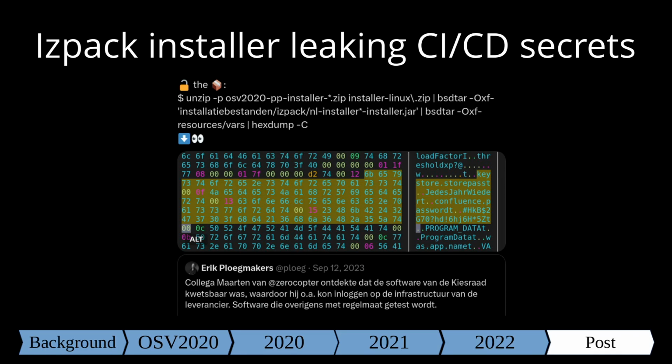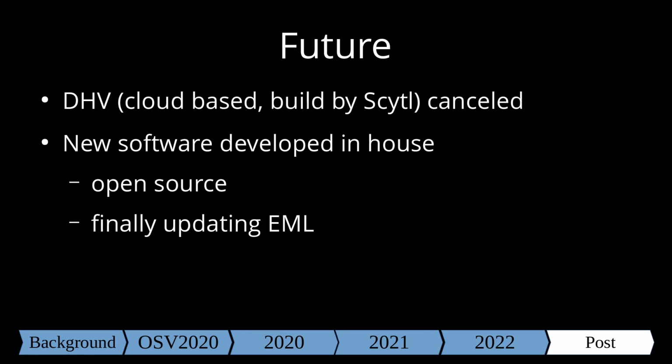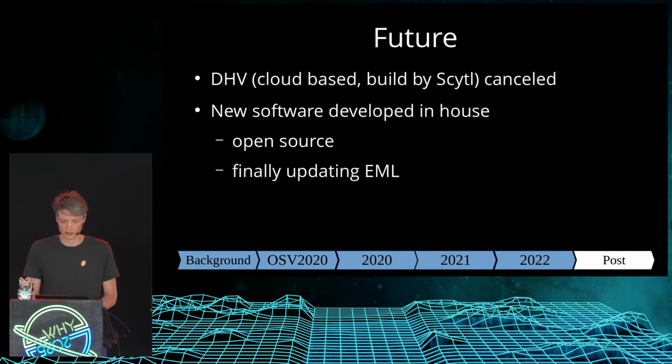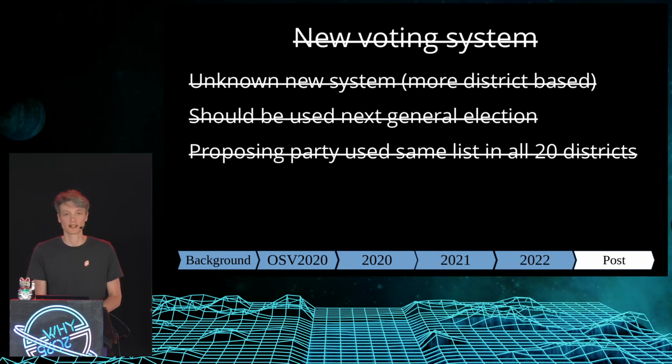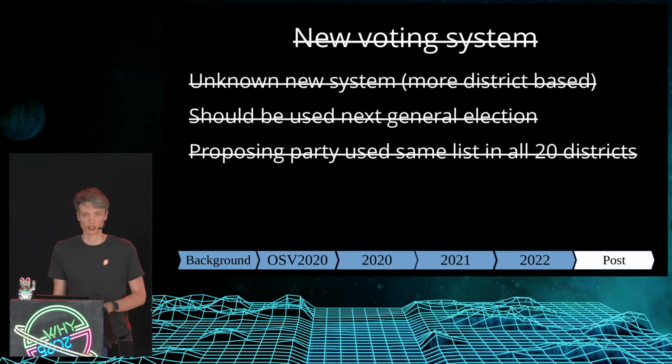But that was interesting. So the future is, finally, when I left, the cloud-based system was cancelled because they didn't produce the software in time. And currently they're building in-house software which is open source. I think there's a talk about it in one or two hours here. And they're finally updating the EML to include more data. There were some plans about a new voting system, but like I said, the cabinet fell, so luckily the whole new voting system isn't being done properly.